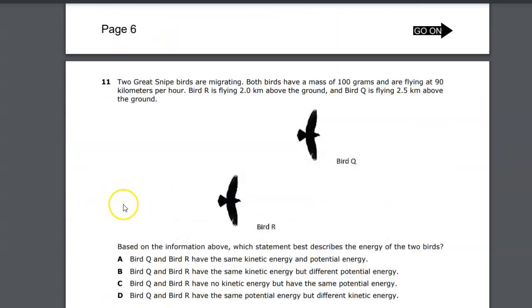Number 11. Two great snipe birds are migrating. Both birds have a mass of 100 grams and are flying at 90 kilometers per hour. Bird R is flying 2 kilometers above the ground. Bird Q is flying 2.5 kilometers above the ground.